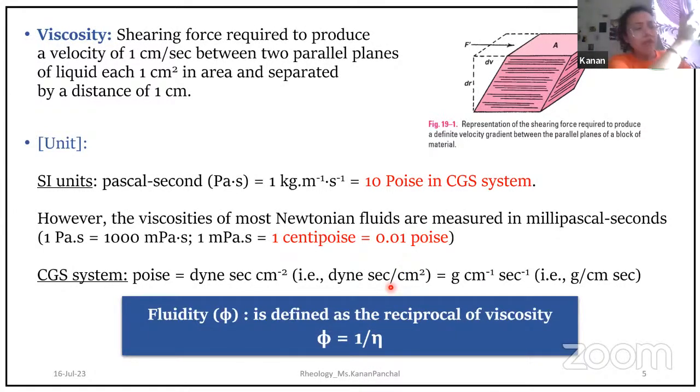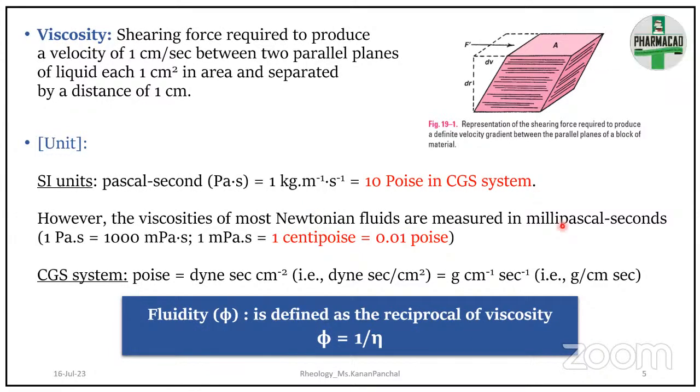And the opposite of viscosity is fluidity. Fluidity is nothing but the ease with which a fluid will flow. And उसका phi है symbol, 1 upon eta. Clear, everyone? Yes, ma'am.